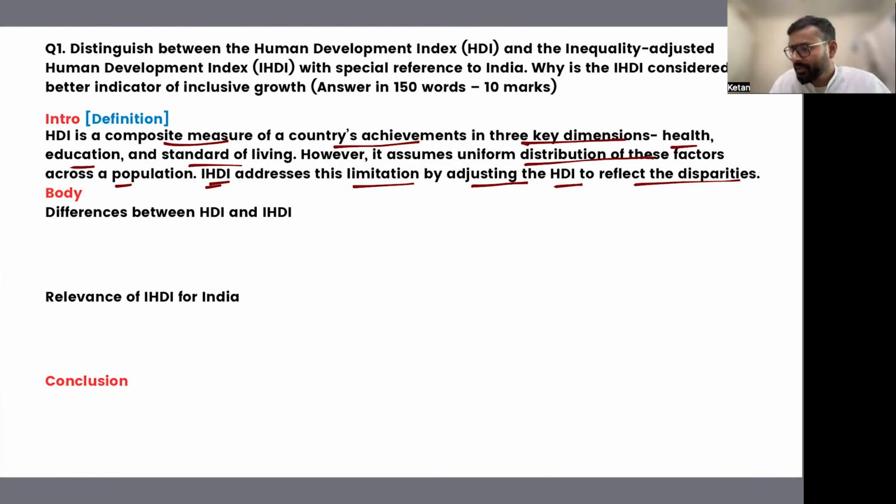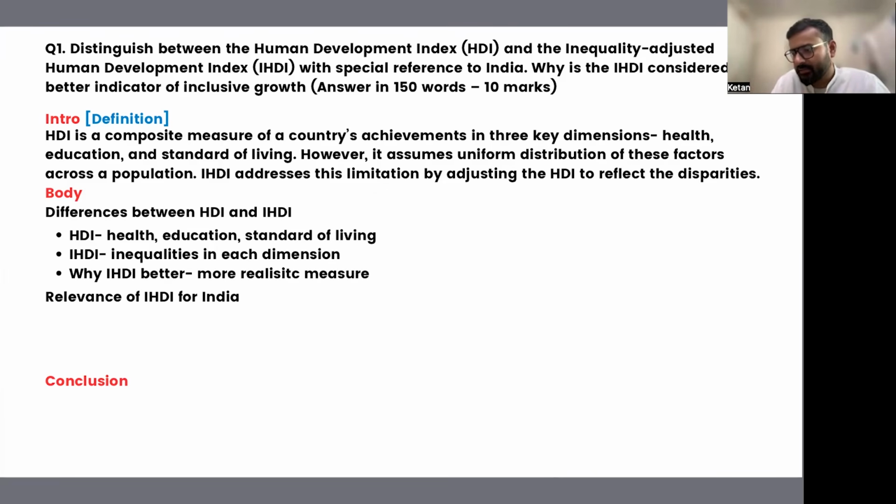Then the body is where the demands of the question are addressed. The demand of the question is to distinguish between HDI and IHDI, show the relevance of IHDI for India, and then show how IHDI is a better indicator. So you can usually divide it into subheadings. You can write a subheading, difference between HDI and IHDI, and address this. Again, you'll have to go into the details of it.